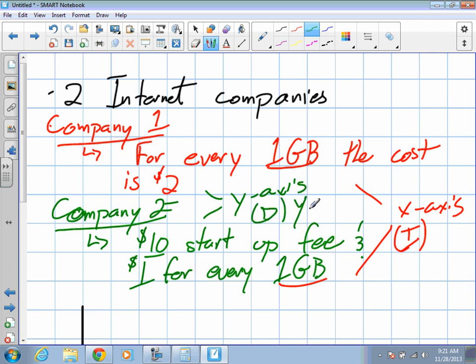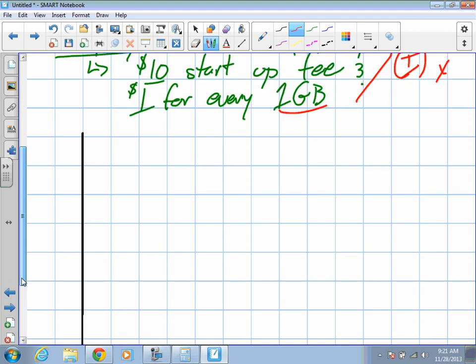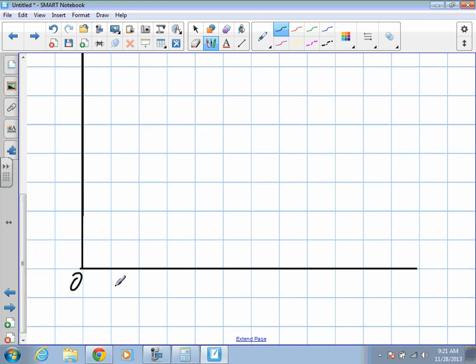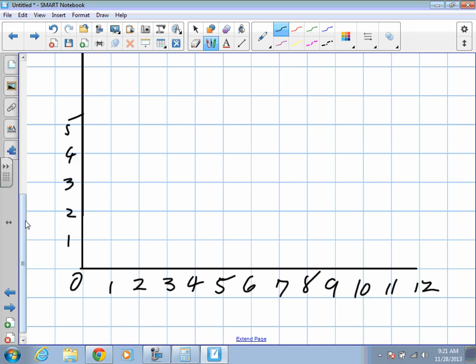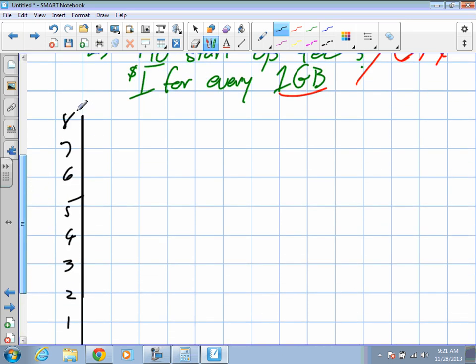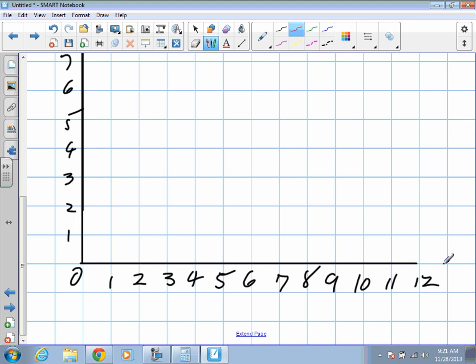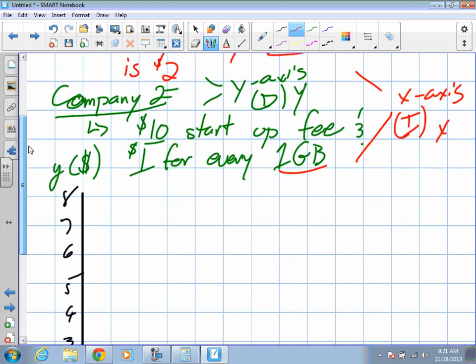Okay, so let's count up by this. We're going to go by ones. And we're going to see which is more beneficial at what point. Yeah, we're going to use one giant graph for this. So on our y is our money, our cost. And on our x is our gigabytes. So let's talk about these two companies.